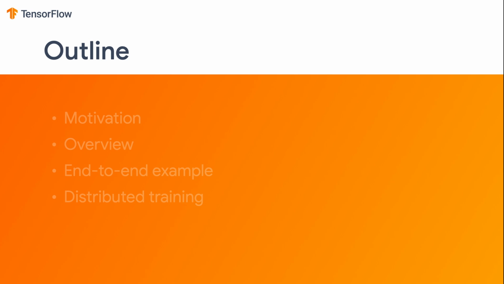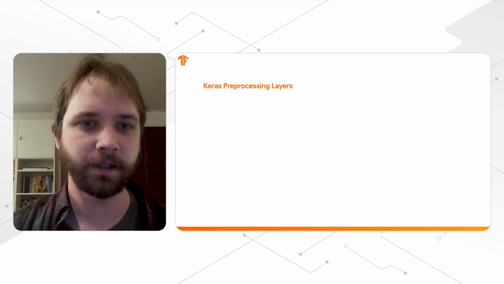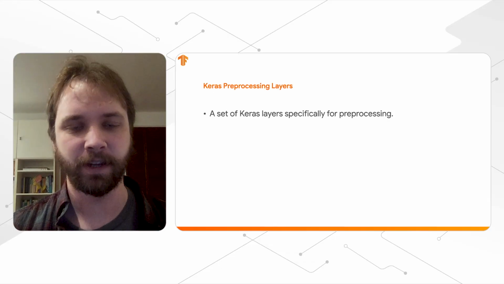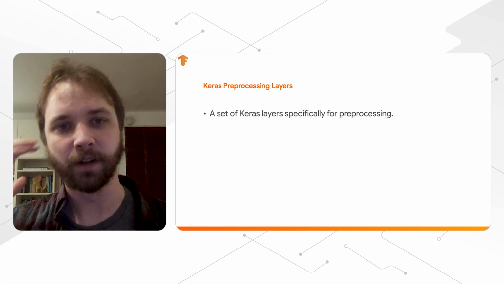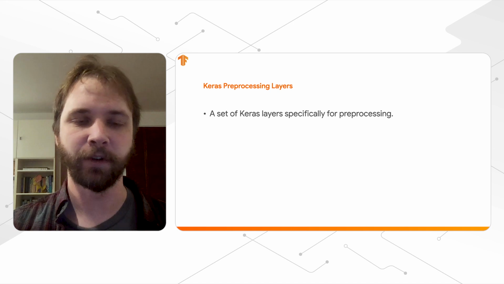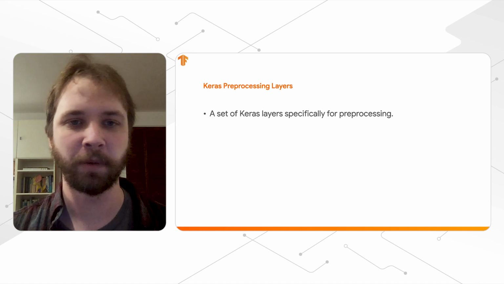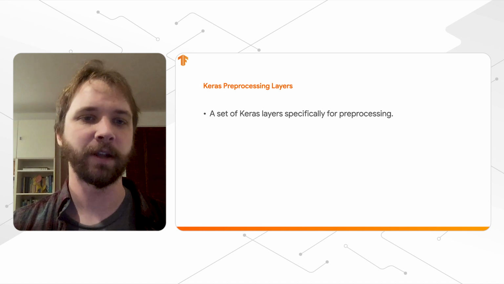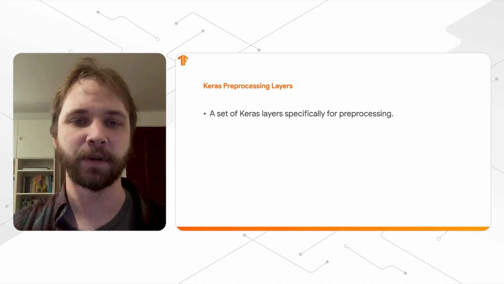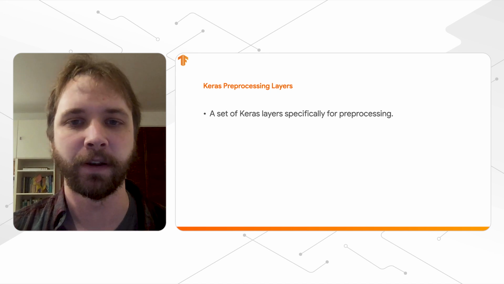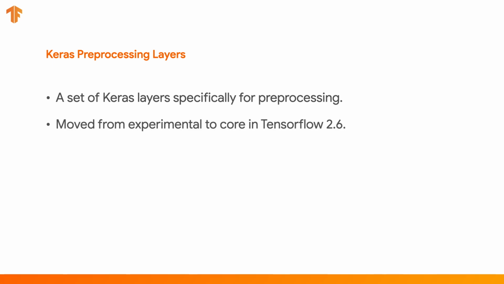So we talked about our motivation, what's the problem we're trying to solve. Now let's talk about the actual API that we're providing and give an overview of all the symbols in the API. So Keras Preprocessing Layers, this is going to be a set of Keras layers. I think there's 100 or so layers in the main Keras library overall. Keras Preprocessing Layers are going to be about 20 of those 100 layers that are specifically for preprocessing your data. And one thing to note about preprocessing layers, they've been an experimental API inside of TensorFlow for about a year. But as of TensorFlow 2.6, they are now part of the core API and are now a stable API.